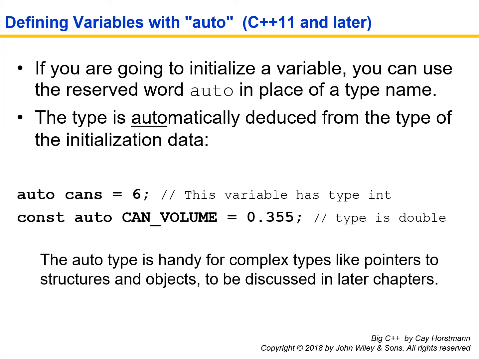In C++11, we added a keyword, a type word called auto, where the type is now automatically deduced from the initialization data. You cannot use this for an uninitialized variable, but you can automatically set cans to int by assigning it an int type value. You can automatically assign can volume to be of type double by giving it a double type value.